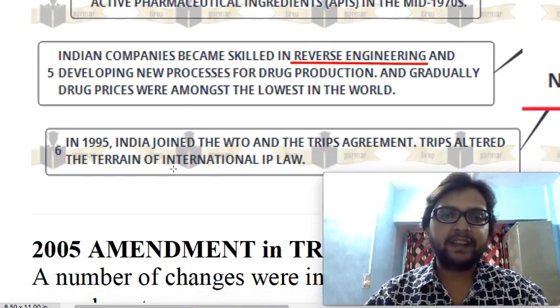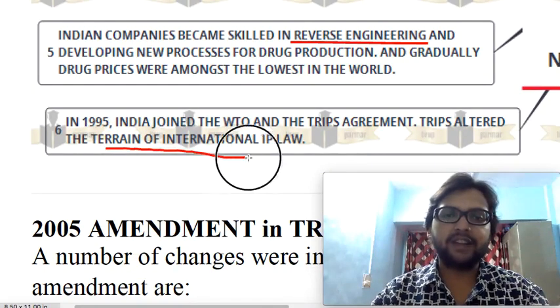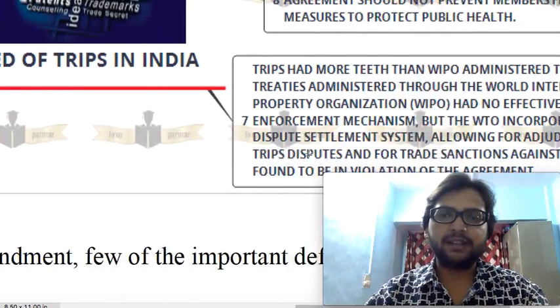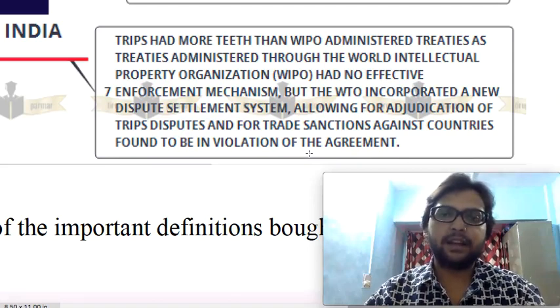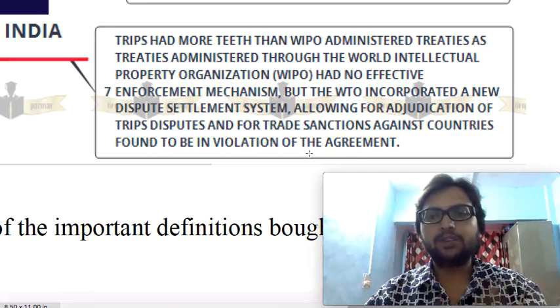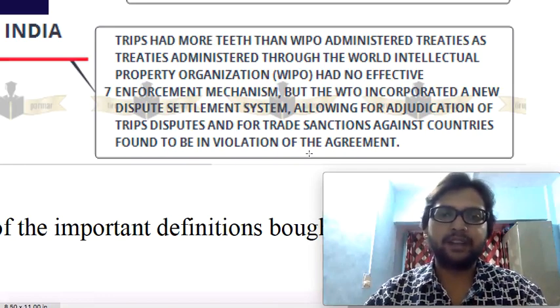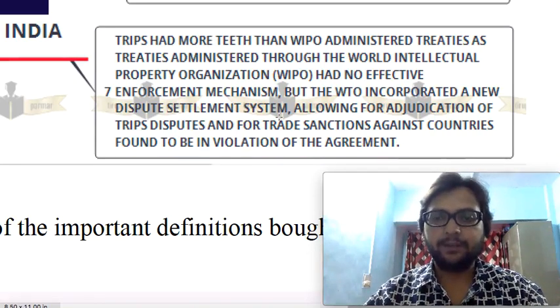In 1995, India joined the WTO and the TRIPS agreement. This altered the terrain of international IP law. But still, there are many companies who are not ready to come to India just because of this reason. But we still follow the same strategy, because for their benefit, or to stabilize our country, or for some economic benefits, we cannot avoid losing the lives of many thousands and lakhs of people because of some life threatening disease. And hence we follow this type of pattern in today's time as well.